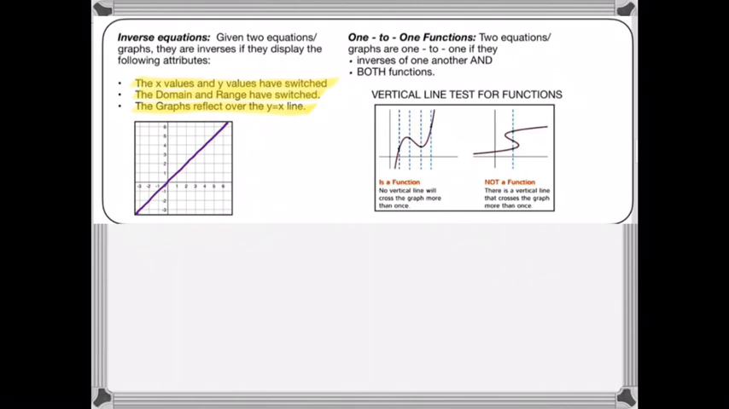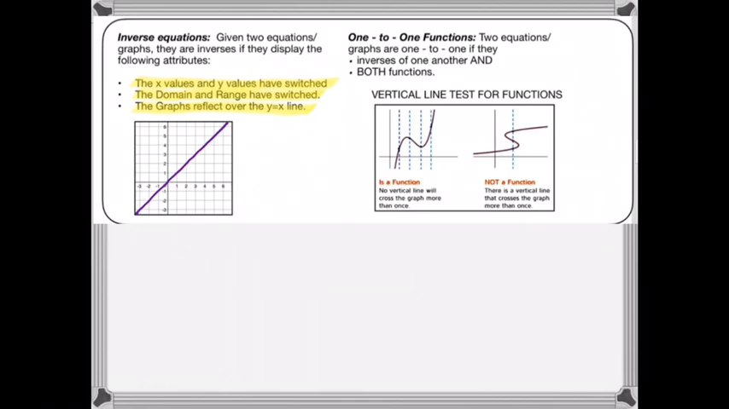We're also going to take a look at one-to-one functions, okay? One-to-one functions are ones where, when you do an inverse of the function, that inverse is going to be a function as well, okay? And we'll see what that means in a moment.